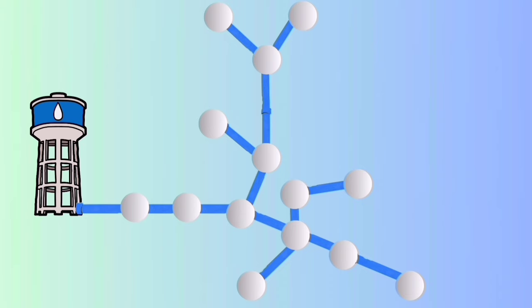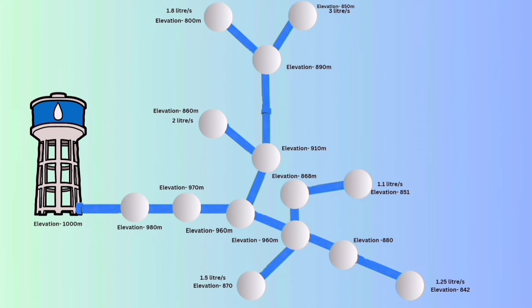Now, some more details that I'm adding to this network are the elevation details. You can see that the tank is at the highest elevation among the lot, that is 1000 meters, and then the subsequent nodes have decreasing elevations: 980 meters, 960 meters, 970 meters. And then the minimum elevation that we can see in this network is 800 meters, which is at the topmost node.